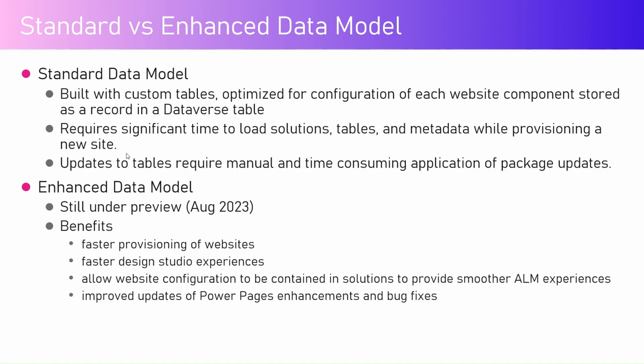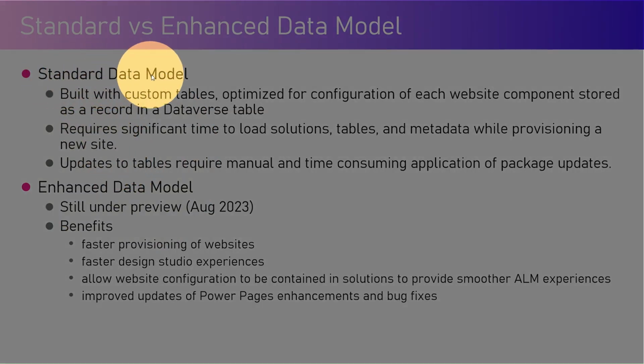Now, how can you convert a standard data model to enhanced? There is an option in the Power Platform Admin Center whereby you can switch from standard data model to enhanced data model. Now, what exactly is it? What is a standard data model? Standard data model is built with custom tables optimized for configuration of each website component stored as a record in the Dataverse table. It requires significant time to load solutions, tables, and metadata while provisioning a new site. So, provisioning of a new site takes a while in standard data model, whereas with enhanced data model, it is pretty quick.